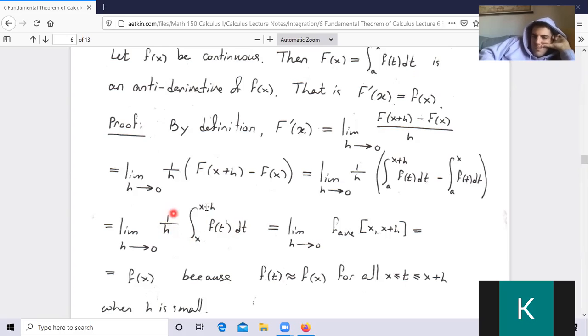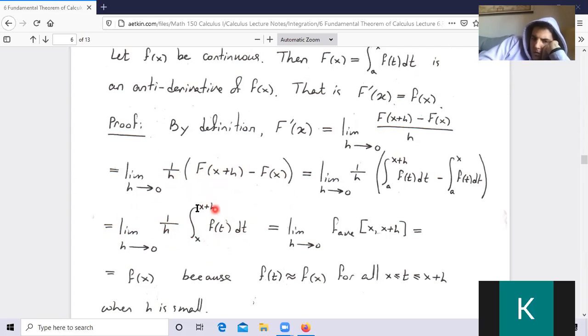You see? So I obtain this limit. When I do the definition of differentiation, I obtain this limit. Do you see how I obtain this limit? Simply, the derivative at x is the difference F of x plus h minus F of x divided by h. Now, this is the difference of integrals, so it ends up being the integral from x to x plus h times 1 over h.